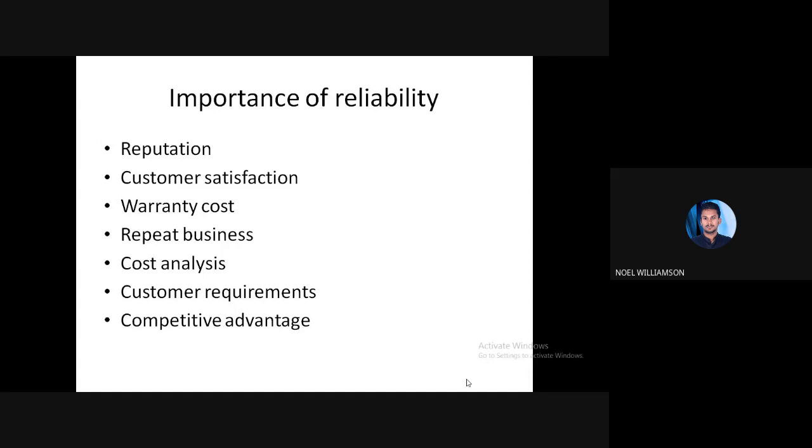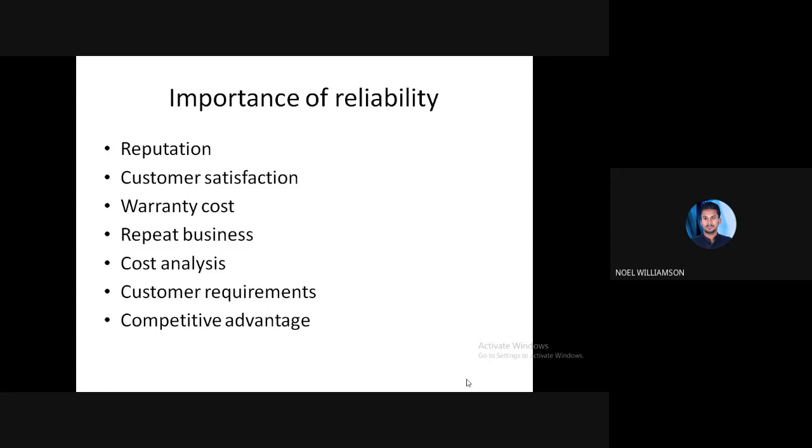Then regarding the competitive advantage. We know that for any product, we have many alternatives in the market. For example, for toothpaste, we have many alternatives like Colgate, Pepsodent, and others, and everyone is offering the product in almost the same range.